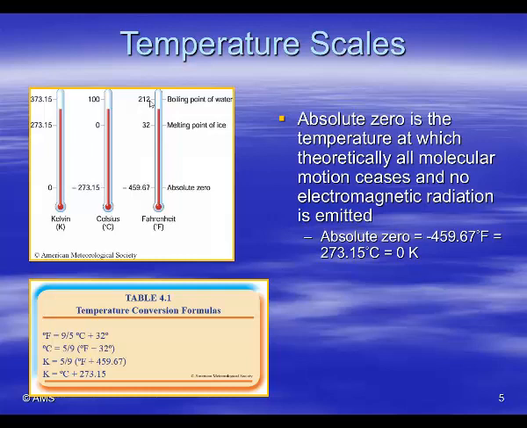So to make life easier, he made boiling 212 and freezing 32, and body temperature came out to be close to 100.